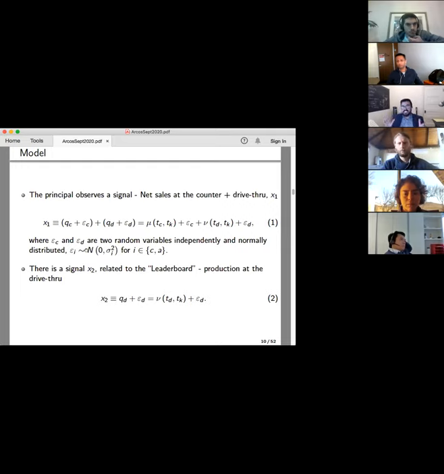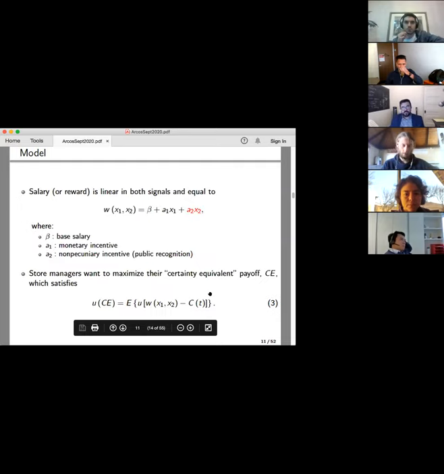Now, there is a signal X2 related to your efficiency at the drive-through, right? Which is also related to the leaderboard, right? And that signal X2 is observed by the principal, but also by the manager of the store. And the X2 basically is just a function of the effort at the drive-through and the kitchen. And we have an error for that signal.